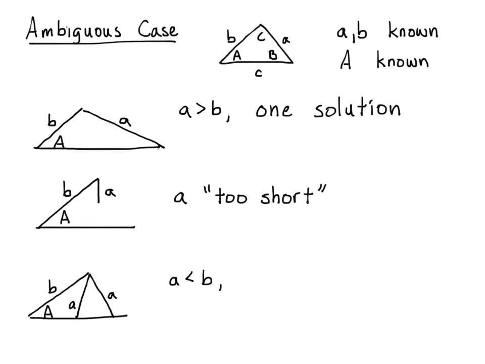And then you have a case where you can have two solutions. If A is long enough, though still shorter than B, it's going to be possible to make two different triangles out of this. And so you'll have two solutions with these.